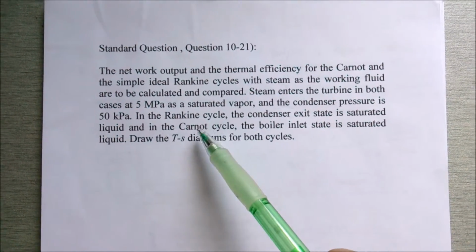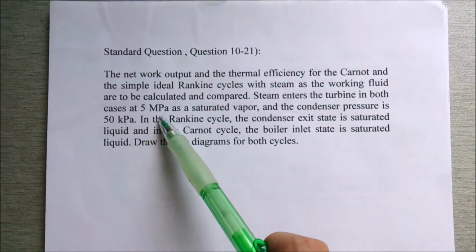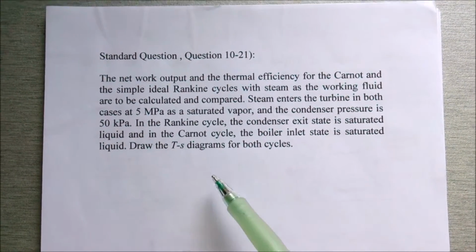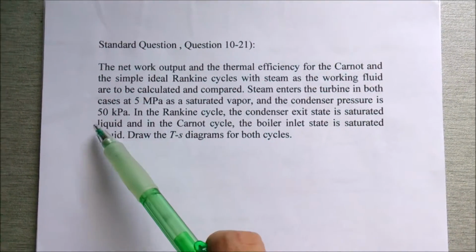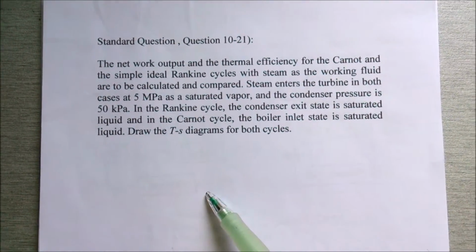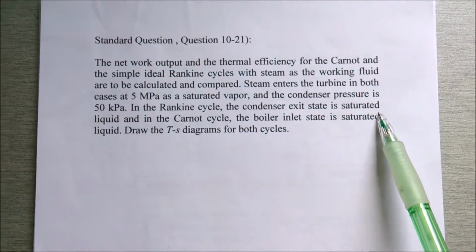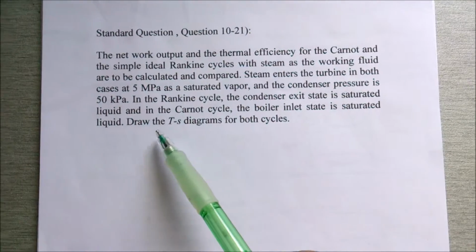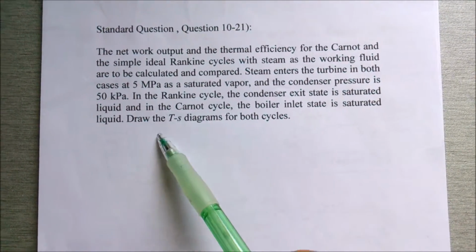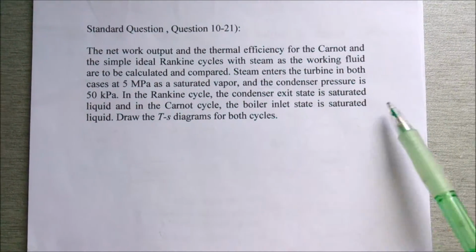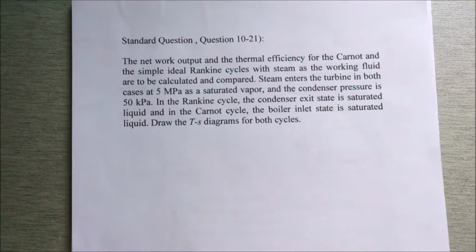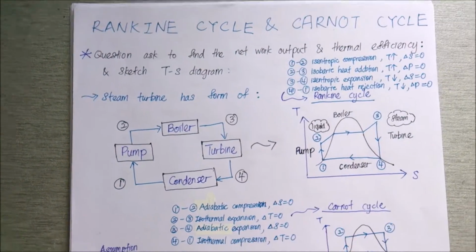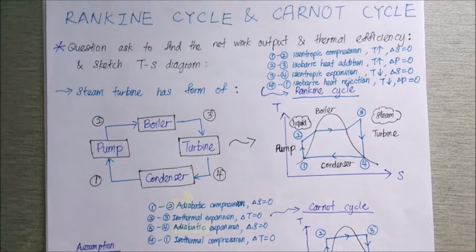So in both cases, the steam will enter the turbine at 5 megapascal as a saturated vapor and the condenser pressure is 50 kilopascal. In the Rankine cycle, the condenser exit state is the saturated liquid, and in the Carnot cycle, the boiler inlet state is the saturated liquid. And in both cases, draw the TS diagram. The question looks complicated, but let's first recall what the Rankine cycle and the Carnot cycle are.